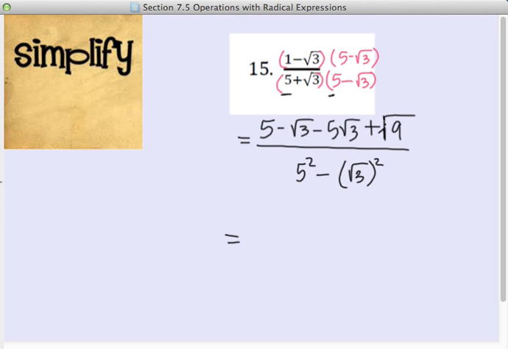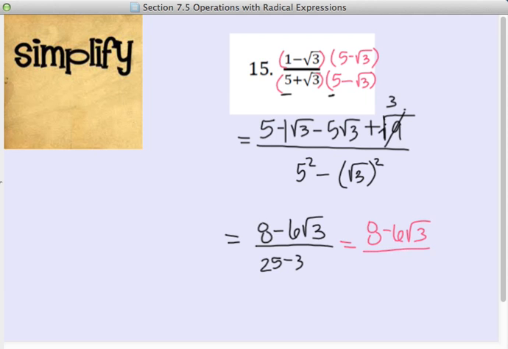If I combine my like terms from above, this is really 3. 5 plus 3 is 8. Negative square root of 3 minus 5 square root of 3, it's really negative 6 square root of 3 all over 25 minus 3. Okay, so I would then simplify again. So I have 8 minus 6 square root of 3 all over 22.